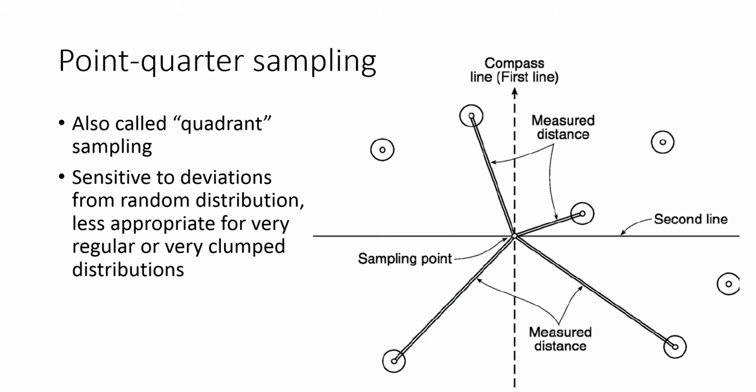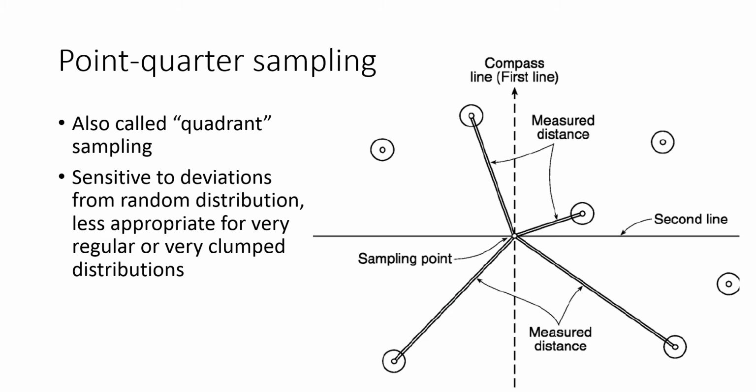And the one challenge to point quarter sampling is it's sensitive to deviations from a random distribution. So it's not super great if, like the first slide in this presentation where we had the plants lined up in evenly spaced rows. It doesn't work super well for that sort of context, and maybe remember that when you're taking your reading quiz. It also doesn't work very well if things are really clumped, because you might not actually encounter them. You're going to end up underestimating or overestimating the abundance of the thing you're interested in.